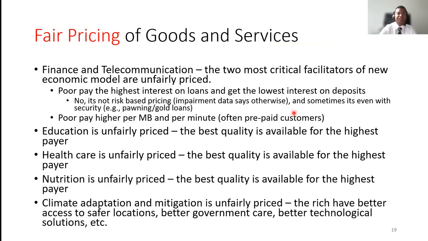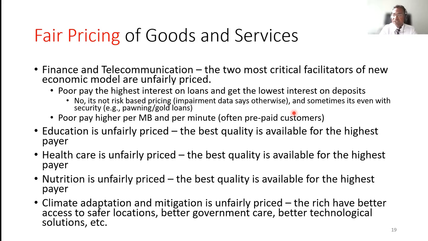If you look at pricing, it actually costs more to be poor than rich. If you look at finance and telecommunication, two most critical facilitators of the new economic model, they are unfairly priced. The poor pay higher per MB per minute, and these are often prepaid customers in markets, and they pay higher when they borrow, and they get the lowest interest on deposits. And it's not really risk-based pricing, because as I told you, if you look at bank non-performing loans, in terms of absolute number of loans, yes, the retail sector will contribute more. But if you take the value, which is what matters for financial institutions, then it's not the small borrowers who contribute most. So therefore, the risk pricing is misplaced.